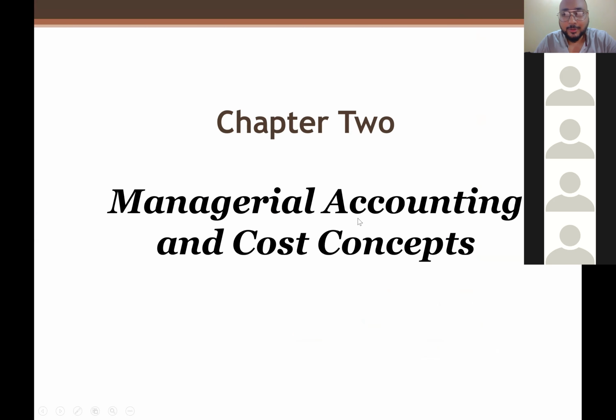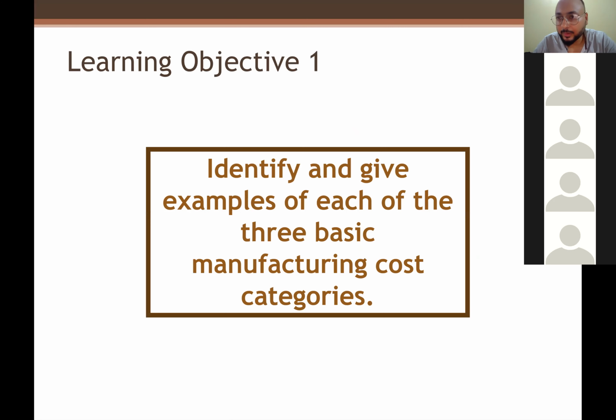Okay, so we are starting chapter 2, which is Managerial Accounting and Cost Concepts. So let's first talk about our first learning objective, that is to identify and give examples of each of the three basic manufacturing cost categories. Let's talk about this.